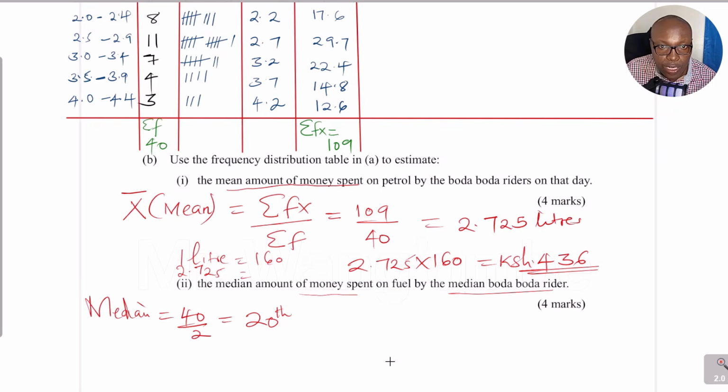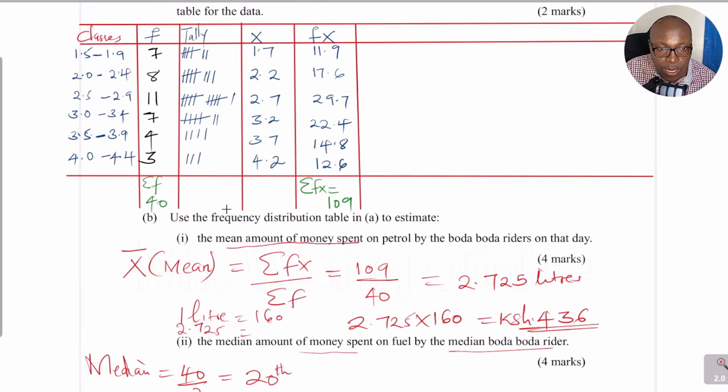To get the 20th boda rider, we need to have another column here of cumulative frequency, so that it can help us identify the class where the median amount of petrol will be. The median class. So cumulative frequency, you know how to do this. The first one is 7. So 7 plus 8, you get 15. 15 plus 11, you get 26. 26 plus 7, you get 33. 33 plus 4, you get 37. Then 37 plus 3, you get 40.